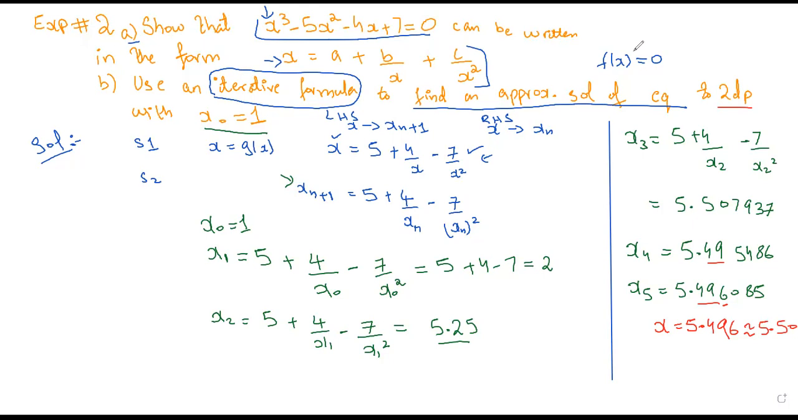So let's talk about our second section, the last section of this chapter, that is 6.4. It says how iterative methods can vary.